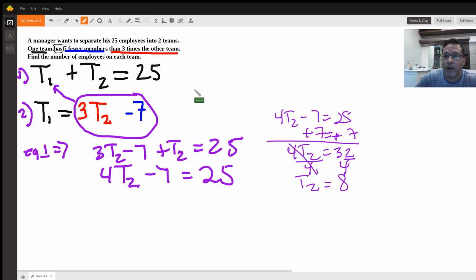And we know T1 plus T2 from this expression is 25. So all we need to do is substitute the T2 equals 8 into equation 1. T1 plus T2, 8, is 25. So then T1 equals 25 minus 8, which is 17. So T1 equals 17, T2 equals 8.